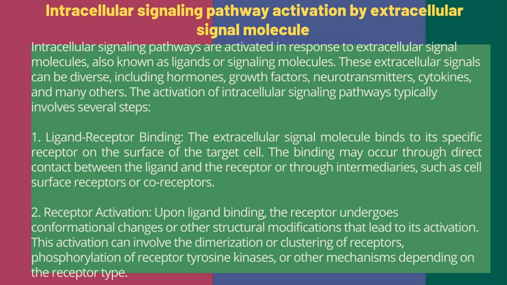First, ligand-receptor binding. The extracellular signal molecule binds to its specific receptor on the surface of the target cell. The binding may occur through direct contact between the ligand and the receptor or through intermediaries, such as cell surface receptors or co-receptors. Second, receptor activation. Upon ligand binding, the receptor undergoes conformational changes or other structural modifications that lead to its activation. This activation can involve the dimerization or clustering of receptors, phosphorylation of receptor tyrosine kinases, or other mechanisms depending on the receptor type.